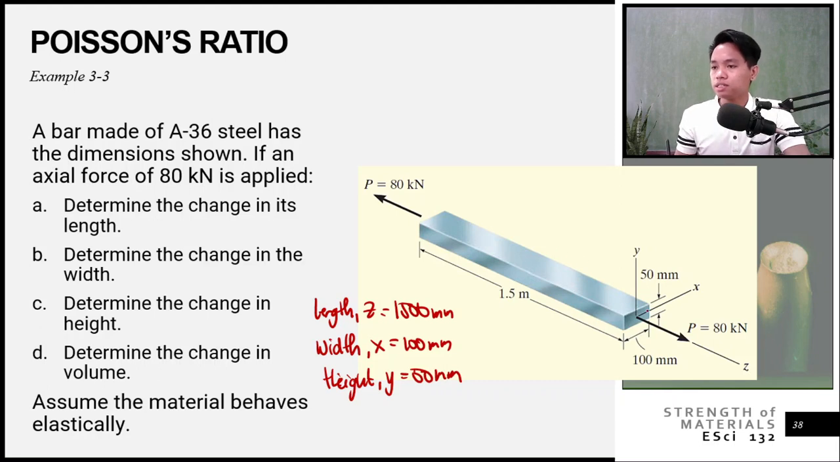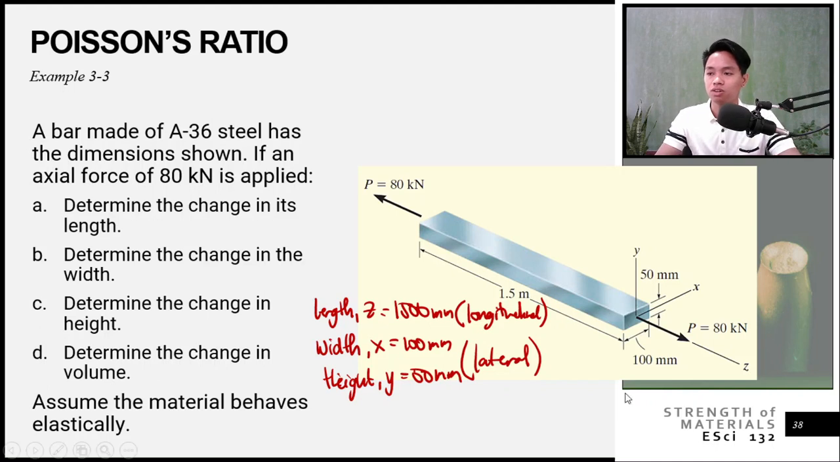Since your P is parallel to the z-axis, automatically the length would be my longitudinal. The rest would be my lateral lengths. So, maybe now we can proceed to our solution.